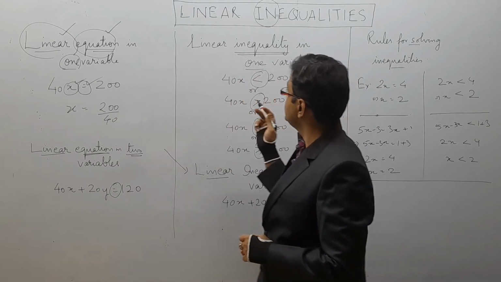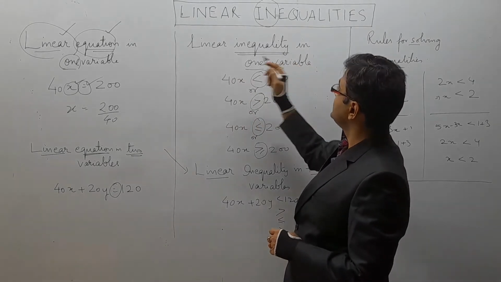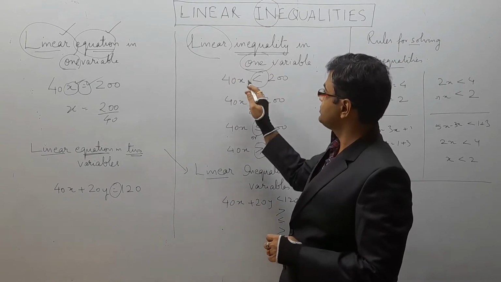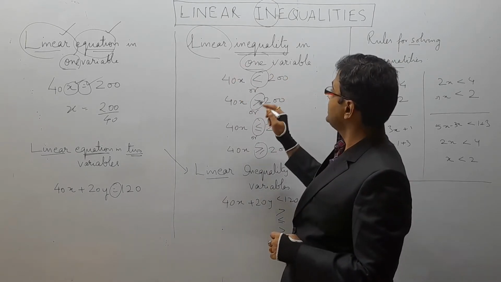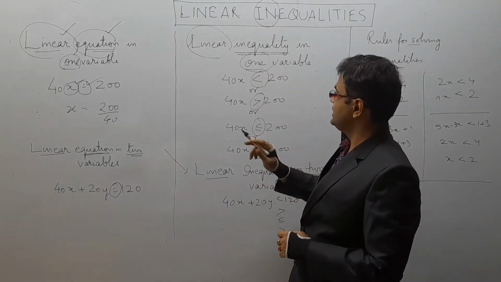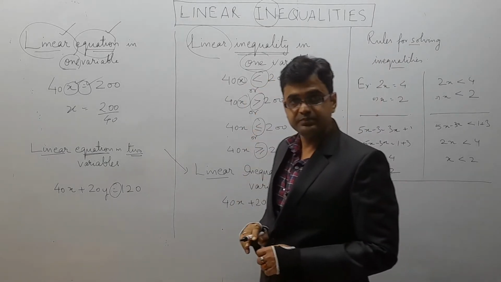And if we compare it with inequality, we can have a linear inequality in one variable. Linear means power of 1. Inequality means a sign other than the equal to sign. In one variable, that means one unknown, right?